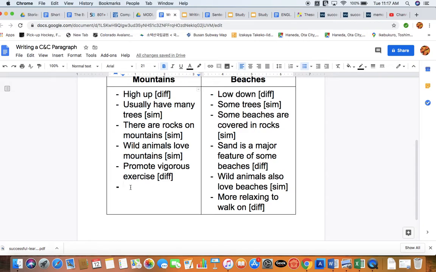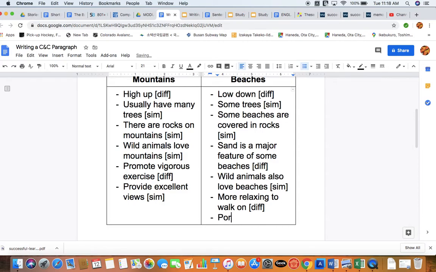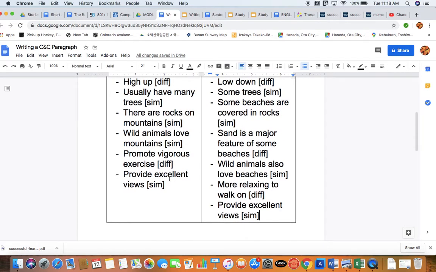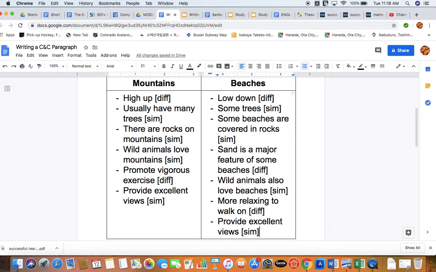What else do we have here? Okay. So if we look, we've got one difference, one similarity, two similarities, three similarities, two differences. So it looks to me like there are more similarities in my brainstorming so far than there are differences.